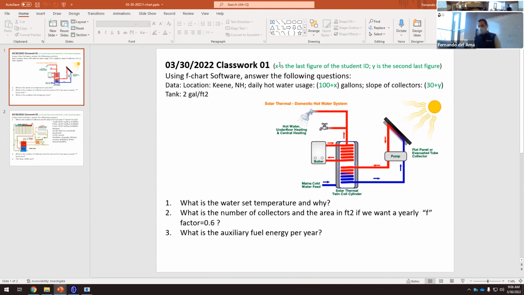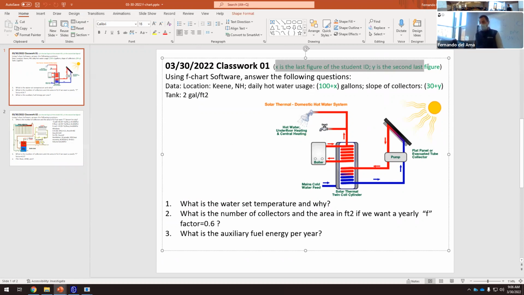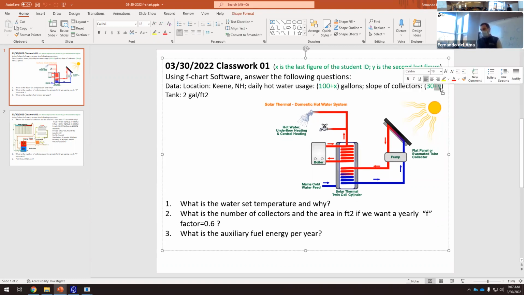Work on this one. You have to work with your ID number. If we have an X, this is the last figure of your ID. If you have a Y, it's the second last figure of your ID. So basically, we have to work with a building in Keene with a daily hot water usage of 100 and something gallons. The slope of the collectors is 30 plus this number, it can be 31, 32, 33, whatever. The size of the tank is 2 gallons per square feet.